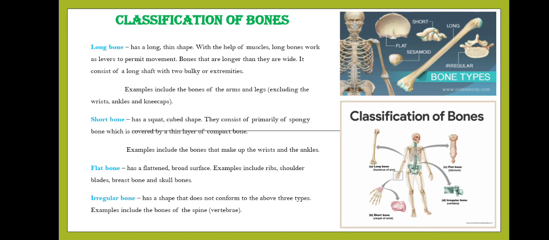The short bone. The short bone has a squat, cube shape. They consist primarily of spongy bone, which is covered by a thin layer of compact bone. The third one is flat bone. Flat bone has a flattened, broad surface. Examples include ribs, shoulder blades, breastbone, and skull bones. The fourth one is irregular bone. Irregular bone has a shape that does not conform to the above three types.